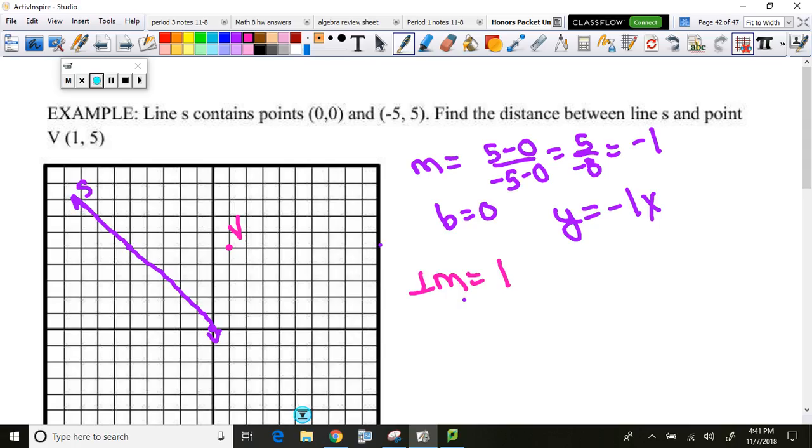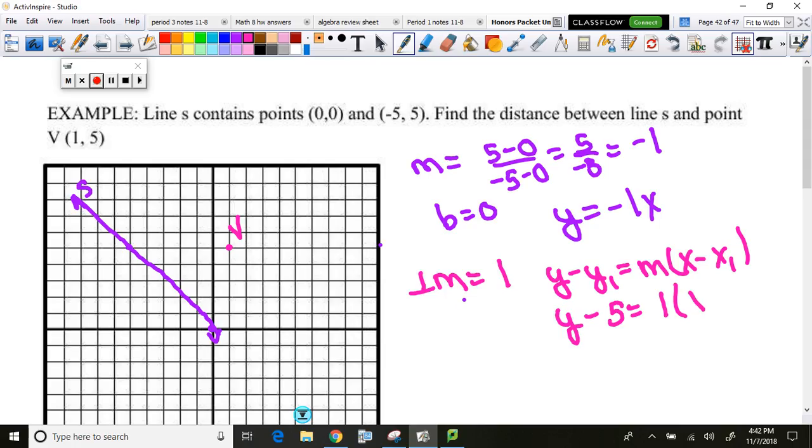And so I need to find the equation of the line with a slope of 1 through the point 1, 5. So if I use y minus y1 equals m times x minus x1, I have y minus 5 equals 1 times x minus 1, which can be simplified to be y equals x plus 4. And that gives me this line.